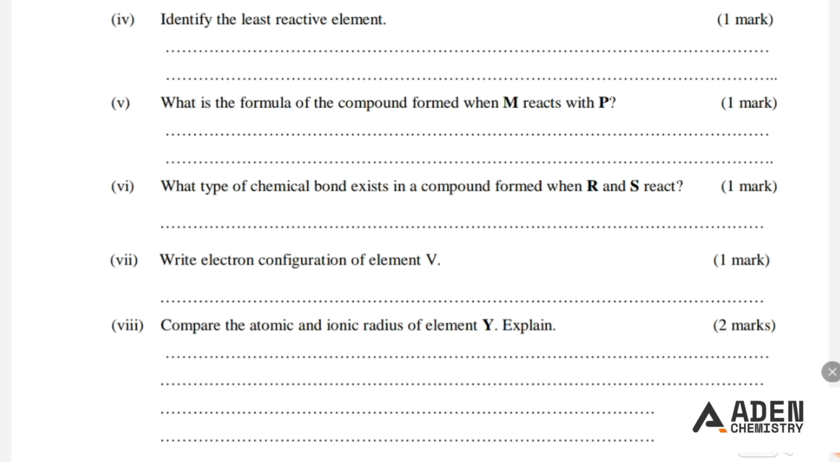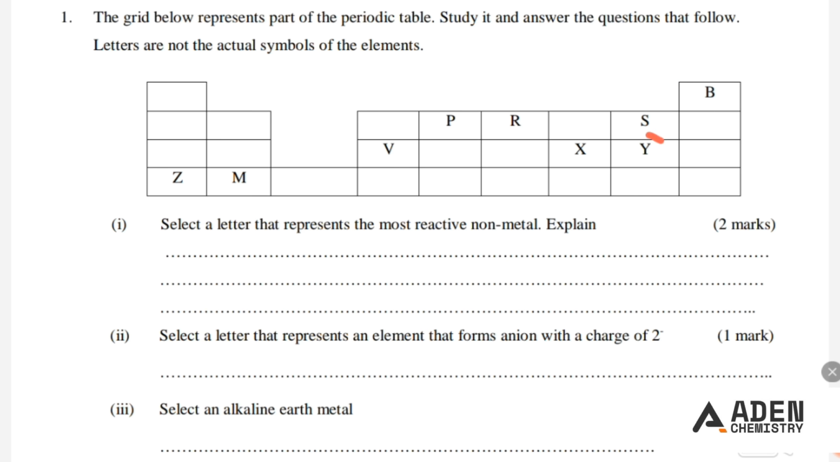So Roman 8, that's the last one. We are to compare the atomic and ionic radius of element Y. Then we are to explain. So let's check element Y first of all. Element Y is here. It is a halogen. And when we check, this is chlorine.